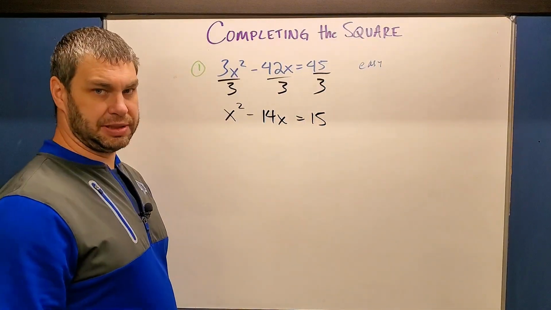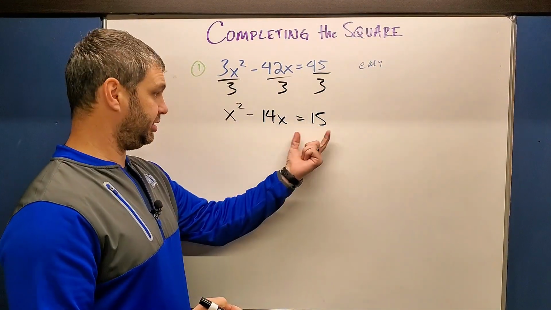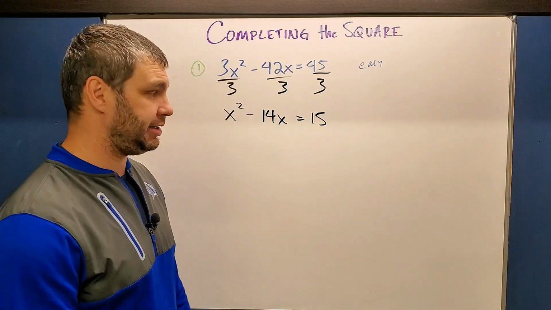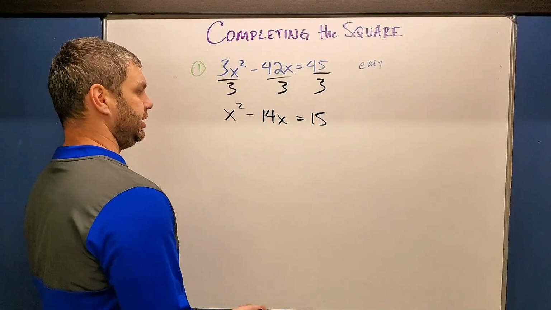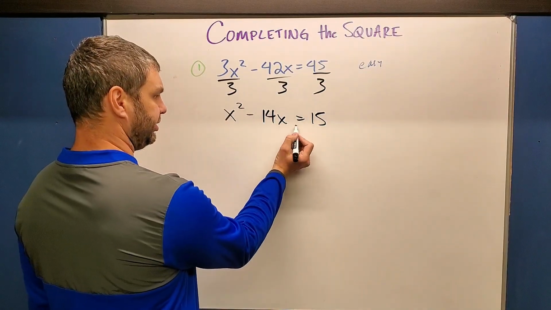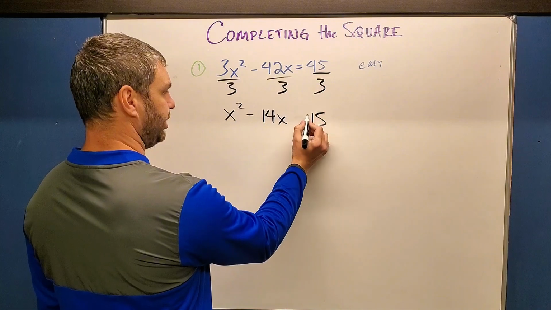This one's also nice because our constant term, just the number, is already on the right side of our equal sign, and so that is good. Some people also like to leave a little space here. If you want to do that, you can.